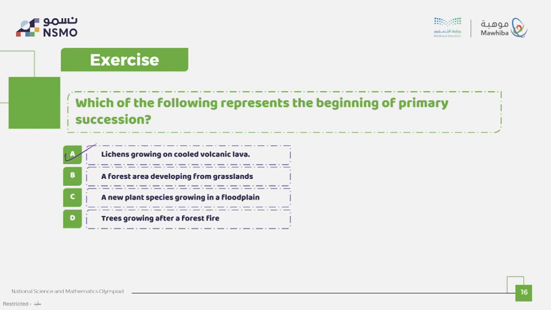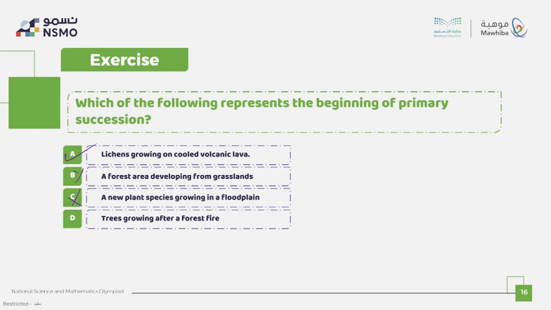B. Forest area developed into grasslands. This is wrong because this occurred on existing soil. So it represents secondary succession, not primary. C. A new plant species growing in a floodplain. And this is wrong. Why is it wrong? Because flooding does not remove the soil completely. So this is not primary succession.